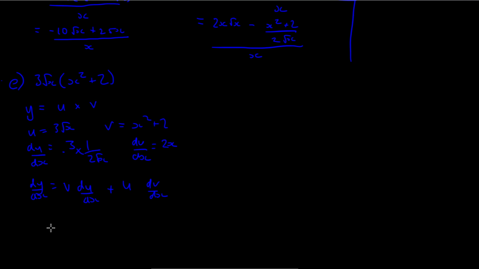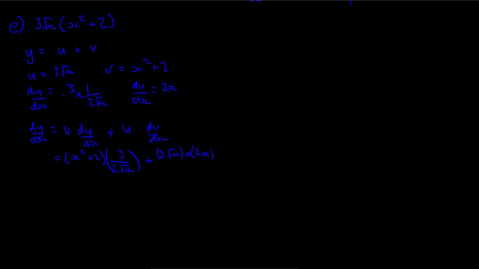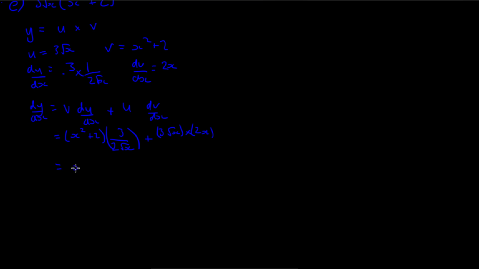So I can sub all of this in. v is x squared plus 2, du dx. Ooh, this is our fun fraction. 3 over 2 root x plus, what's u? u is 3 root x. dv dx is 2x. Now let's expand this. We've got x squared plus 2 in brackets, 3 all over 2 root x plus 6x root x.